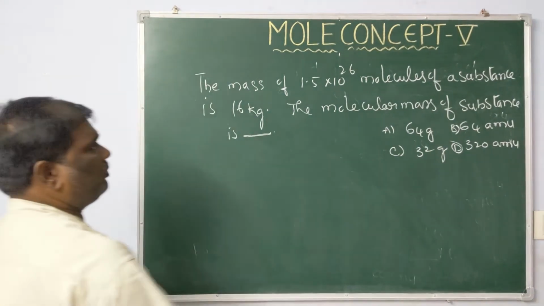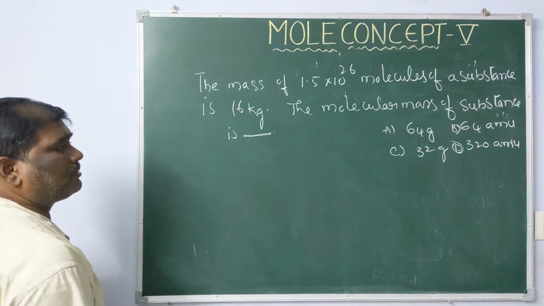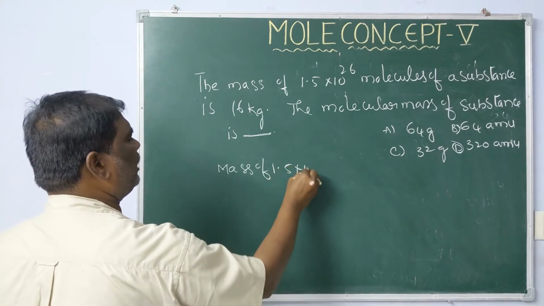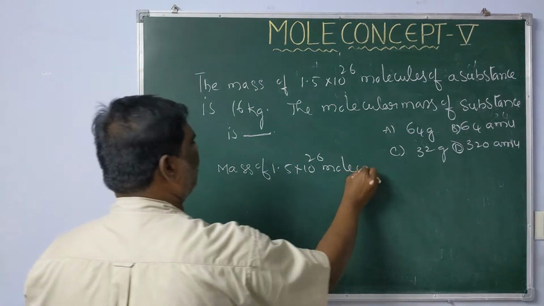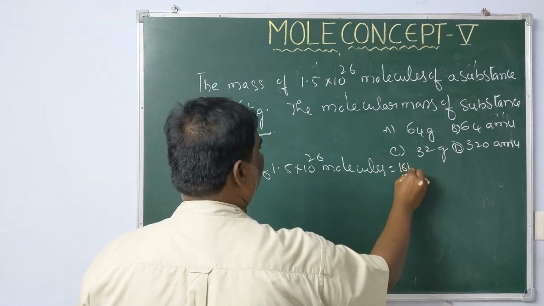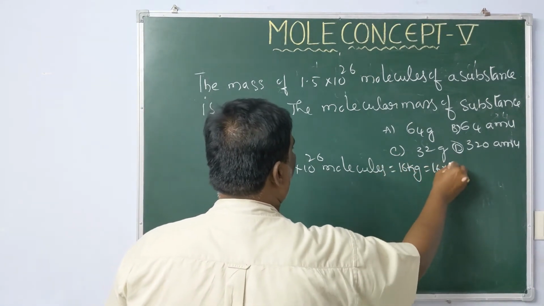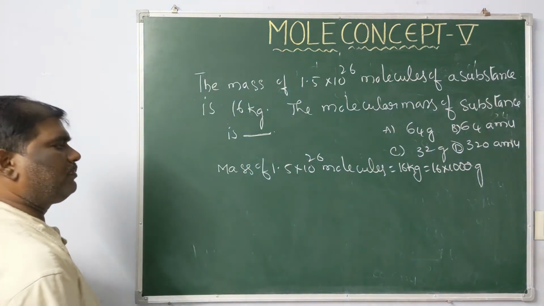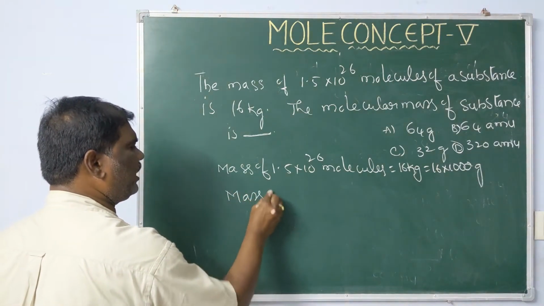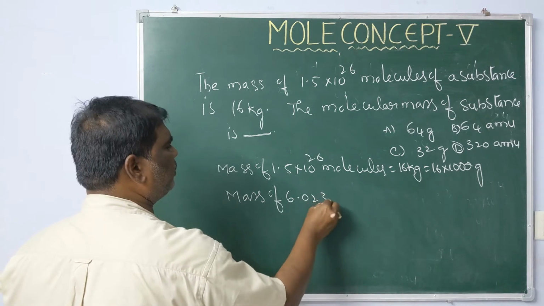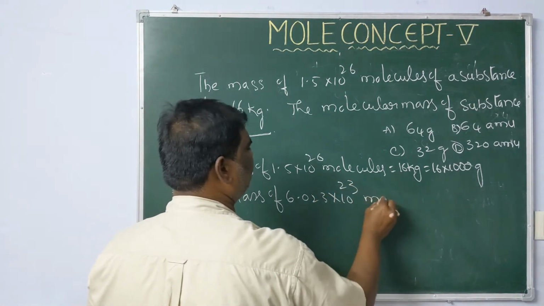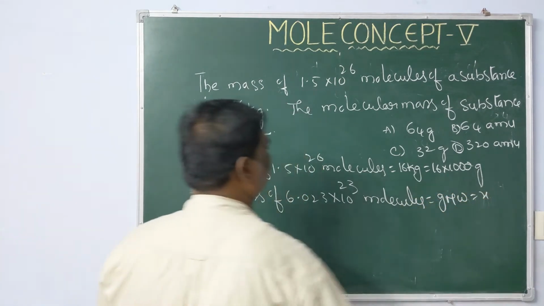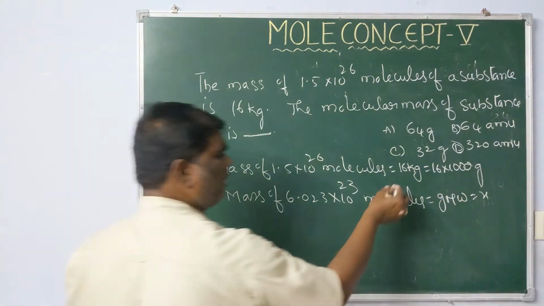Same model. We are given the mass of some particular molecules. So we are given the mass of 1.5 into 10 power 26 molecules, which is 16 kg, I mean 16 into 1000 grams. Now to find molecular weight, we take the mass of Avogadro number of molecules, the mass of 6.023 into 10 power 23 molecules. This is taken as gram molecular weight. Let us say some x. Now you do cross multiplication.